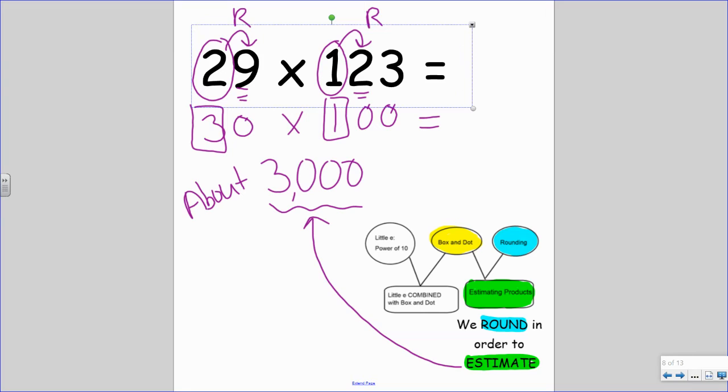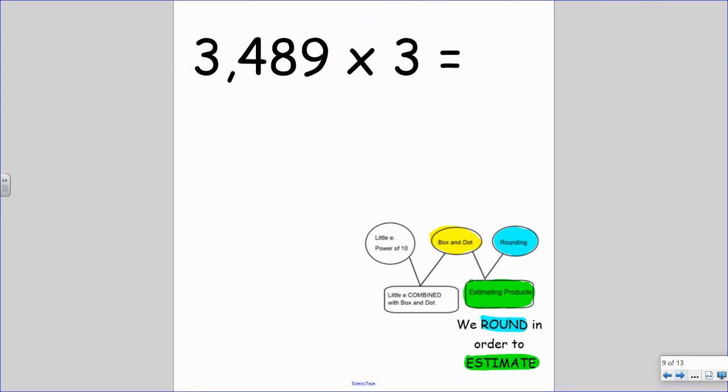We have estimated the answer, or found out about what the answer would be, with a quick trip to the spa. Let me just show you one more and then you'll get to try some. I'm going to round each of these factors to the greatest place value. 3,489. Well, the right-hand man does not earn the boss a raise. So 3,489, that's about or around 3,000.